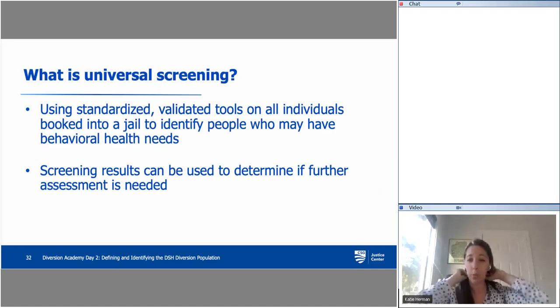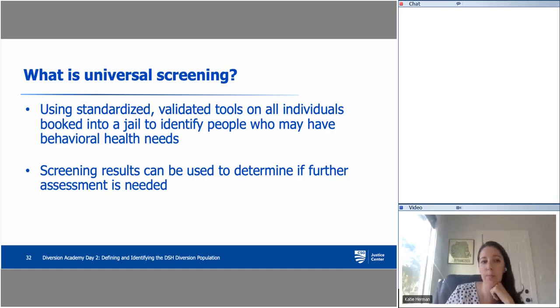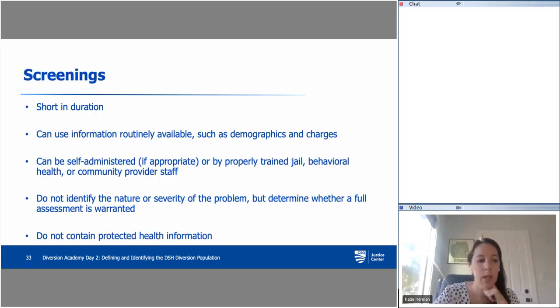Again, I'm going to go through this fairly quickly, but what is universal screening? It's using standardized, validated tools on all individuals booked into a jail to identify people who may have behavioral health needs, and they can determine if further assessment is needed. Many of you don't work in the jails directly, so you're not doing these screenings, but it's important to be aware of what's going on in the jails because it's so important to have that collaboration from the jail to the program to the court, et cetera.